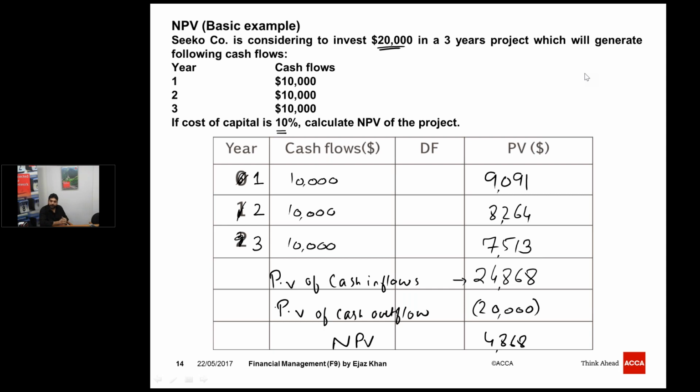I hope everybody has got this. This is exactly the same question as we did in the previous example.